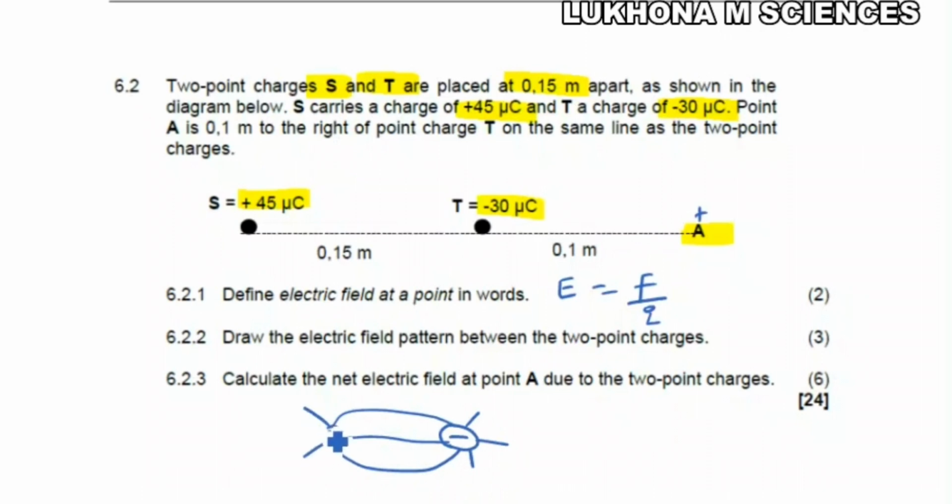Then the arrows point towards the negative, and away from the positive. This is 6.2.2. Then 6.2.3: calculate the net electric field at point A due to two point charges, 6 marks. So we have these steps that we follow.